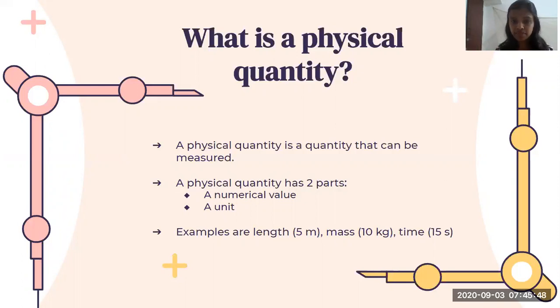So that is length. So here you can see examples like length, which is an example of a physical quantity. Example can be 5 meters. So if you say just 5, will that be a physical quantity? No, right? It has to have a unit with it. So the unit here is meters. Another one is mass. Mass means ஒரு பாடியில எவ்வளோ weight இருக்கு, அதுதான் mass.